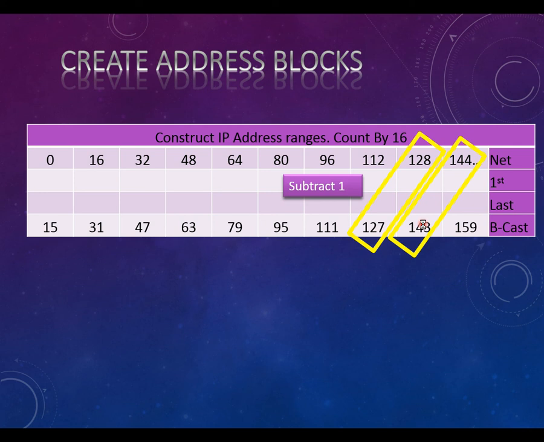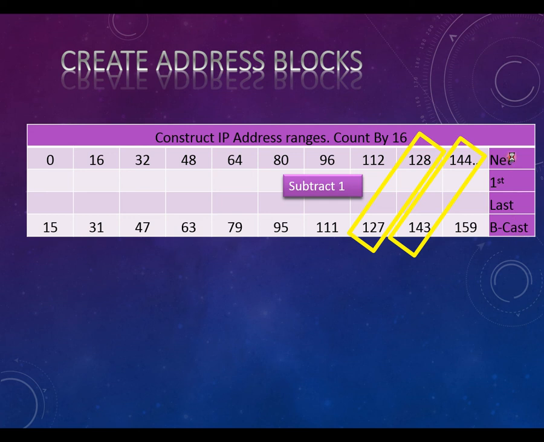All right, so then we go to the 128 and we subtract 2 from that, and that gets us to the 127 right here. Then we go to the 112, subtract 2 from that, that takes us to the 111. And we keep doing that all the way down until we have the entire chart filled out with the network number and the broadcast number. And as you can see on the far right side, it says bcast and net.